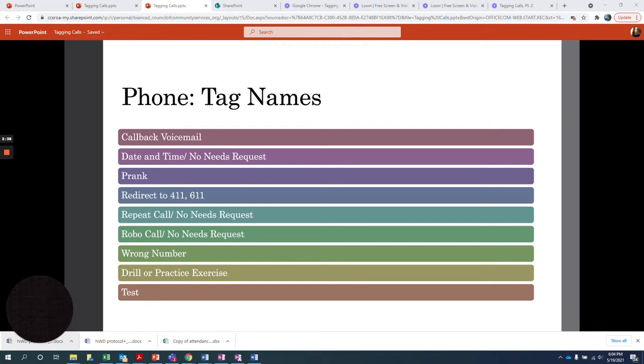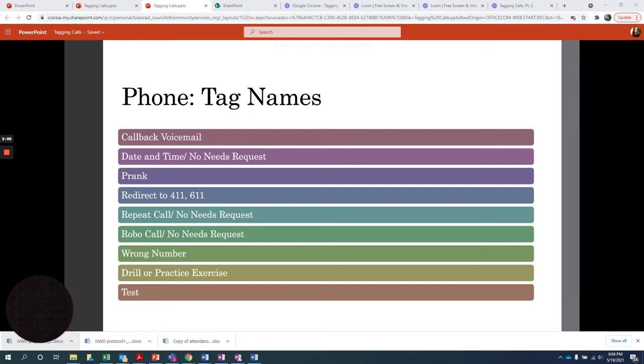So we also have redirect to 411 or 611. So 411 is a lot of times people will call in, they'll ask for like Dominion or Domino's or Walmart or something of the sort that's not health and human service related. If they call in and they're asking for agencies that are not health and human service related, you can go ahead and direct them to 411. If the caller is calling in and they're saying their phone is messed up or they need to pay their bill, you're going to direct them to 611. And then you would tag that.